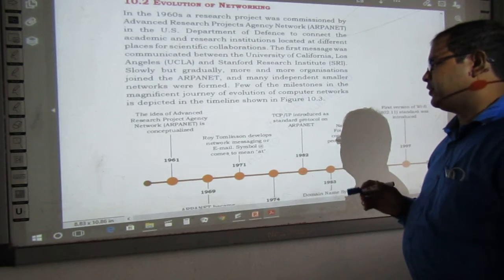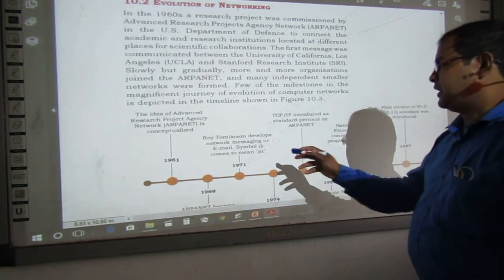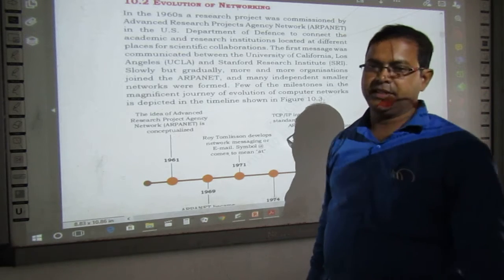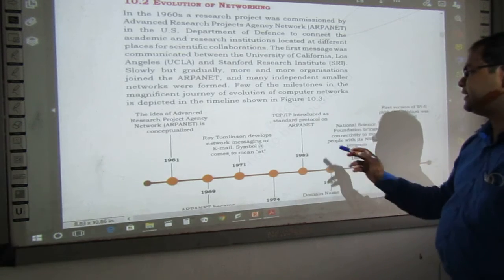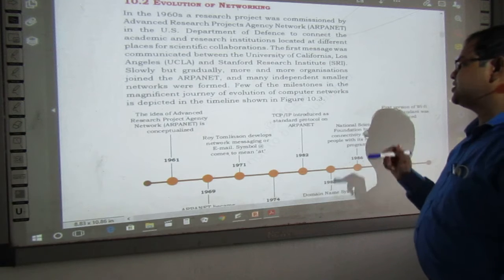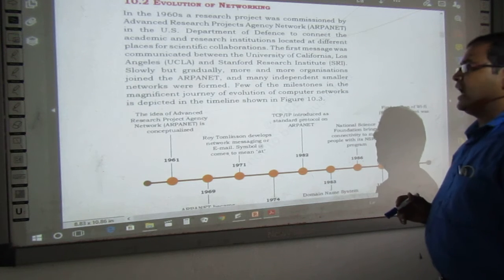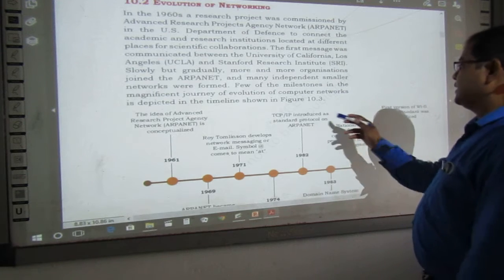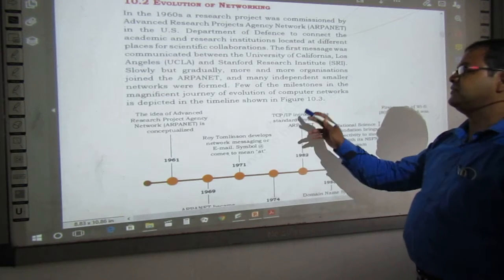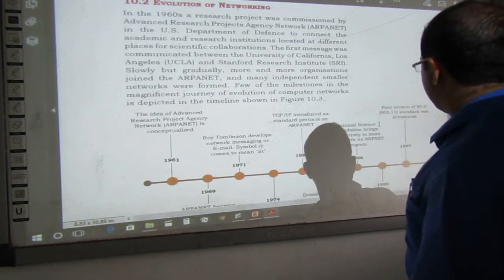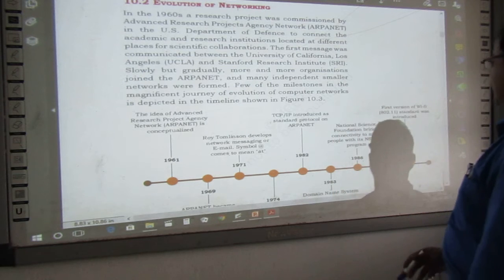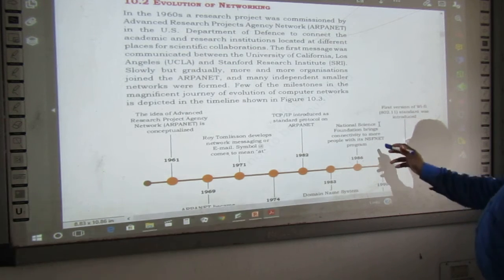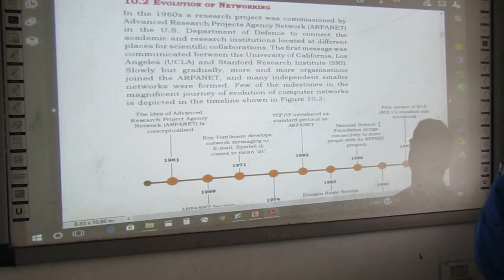In 1971, Ray Tomlinson developed network email, and the @ symbol came in 1971. Then in 1982, TCP/IP was introduced as the standard protocol on ARPANET. IP stands for Internet Protocol and TCP stands for Transmission Control Protocol. And in 1986, the National Science Foundation brought connectivity to the people with the NSFNET program.